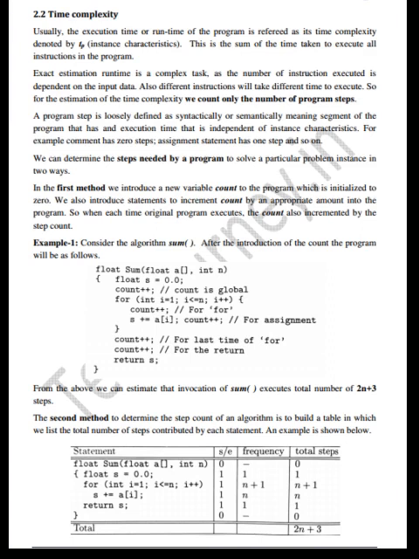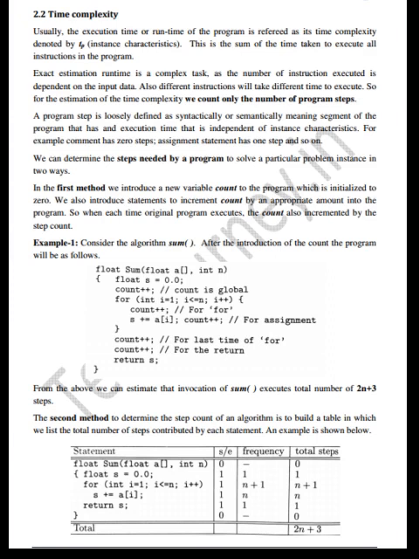So, for the estimation of time complexity, we count only the number of program steps. A program step is loosely defined as a syntactically or semantically meaningful segment of the program that has an execution time that is independent of the instance characteristics. For example, a comment has 0 steps, an assignment statement has 1 step, and so on.